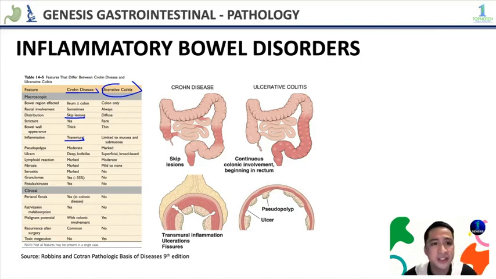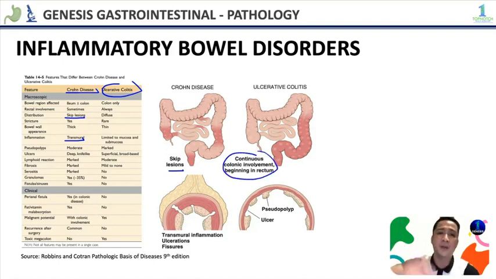Actually, in clinical manifestations, both Crohn's disease and ulcerative colitis are almost always the same, both intestinal and extraintestinal. They differ only in the areas being affected. Again, skip lesions in Crohn's disease. Ulcerative colitis has continuous colonic involvement, beginning in the rectum and extending proximally. In depth, Crohn's disease is transmural and deeper, while ulcerative colitis is limited to the mucosa and submucosa.